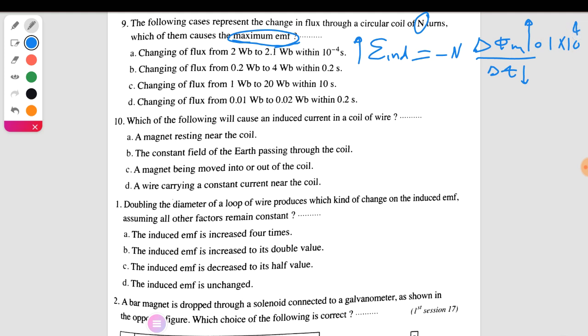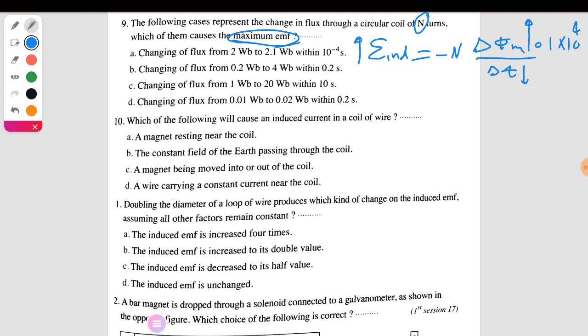The second: 0.2 and 4, the difference between them is 3.8, divided by 0.2. The third: 20 minus 1, divided by 10. The fourth: 0.01 to 0.02, the difference between them equals 0.01, divided by 0.2. This means that the first is the right answer for it.